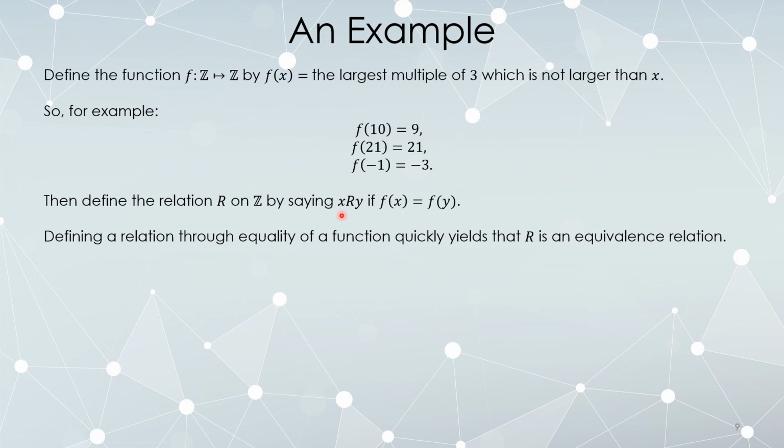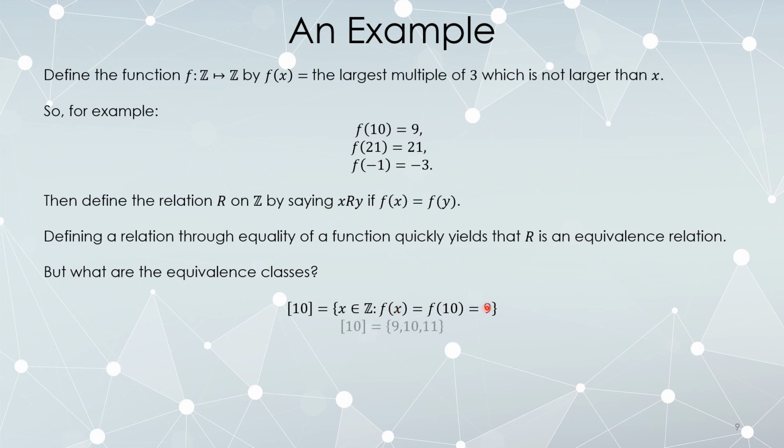Two integers are related if the largest multiple of 3 not bigger than x is equal to the largest multiple of 3 not bigger than y. But what are the equivalence classes? What I have to do is take the set of integers and partition it somehow into pieces according to equivalence classes. What's the equivalence class of 10, for example? Every integer so that f of x equals f of 10. We already discussed up here that the largest multiple of 3 not bigger than 10 is 9. So what are all the integers whose largest multiple of 3 not bigger than that is 9?